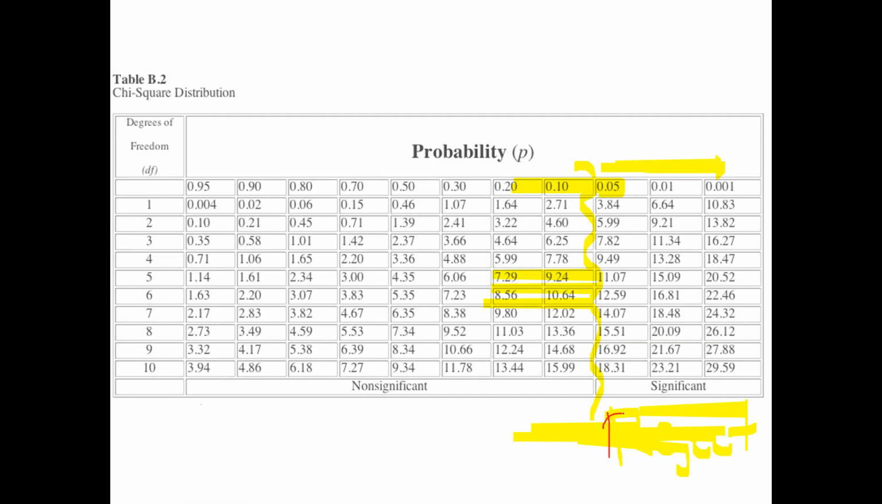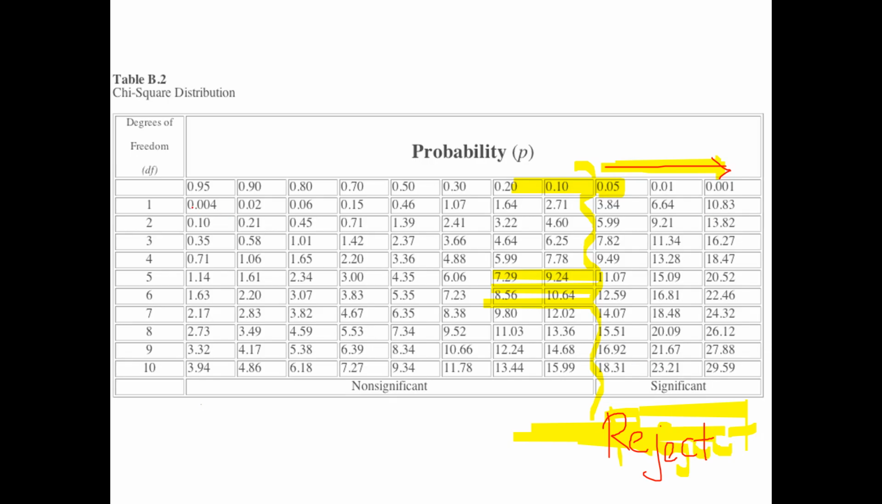So everything on this side of the table is when I'm going to reject, because that means I would expect to get those results less than 5% of the time. That means there must be something else going on. This is not very common, and what I want you to notice is how big these numbers are.